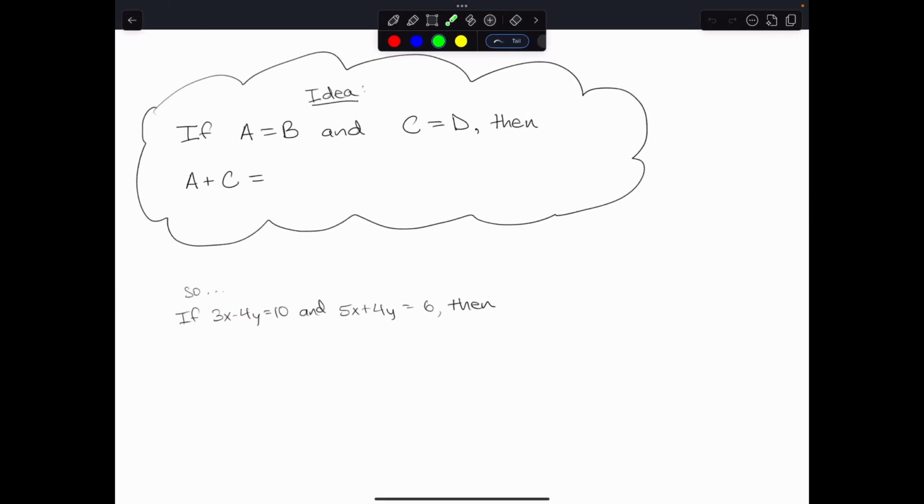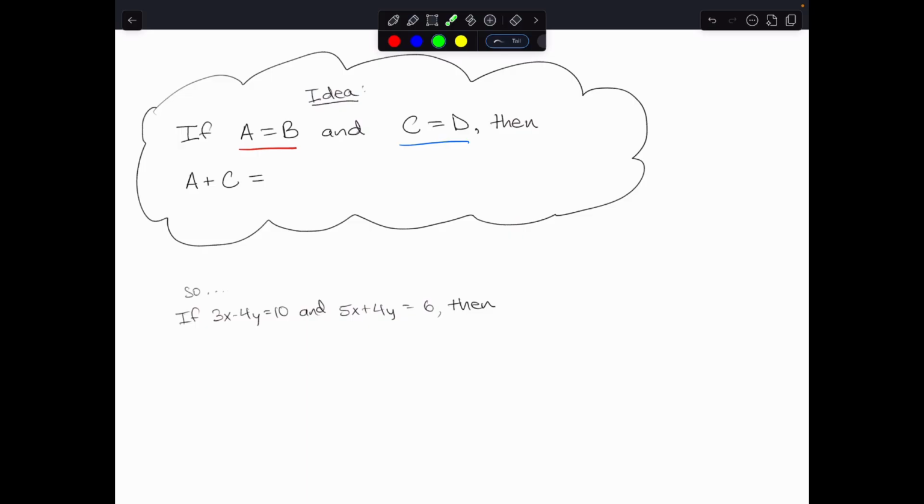So the method of elimination is really based off of this idea. Let's say we know A is equal to B, and we also know that C is equal to D. Okay, so we have two equations, and you know from learning about substitution, when we have an equation like this, it means anywhere we see an A, we can replace it with B. We can substitute. Similarly, anywhere we see a C, we can replace it with D, okay?